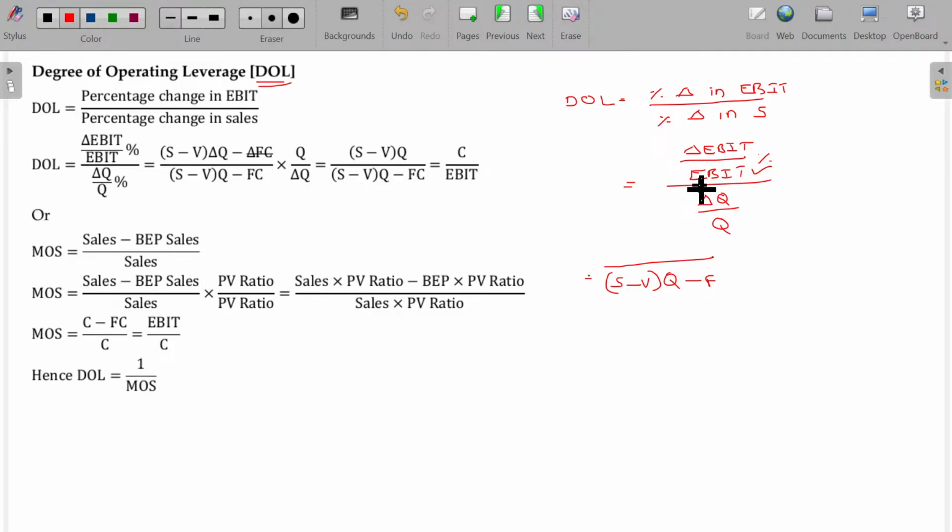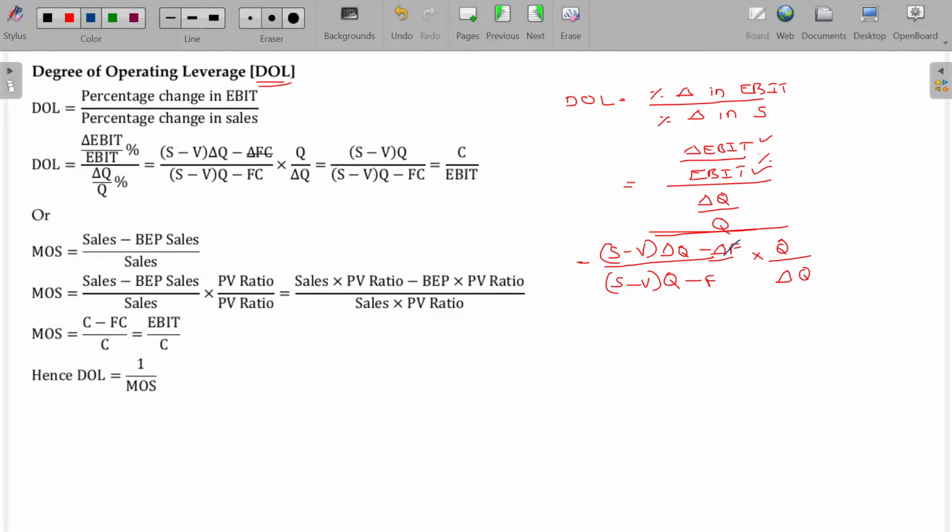In the numerator, change in EBIT: sales minus variable cost into change in quantity minus change in fixed cost. Now I got this value also. In the denominator, we have this value. Rather than this being the denominator, you can convert that into the multiplication form, inversing this quantity by this one. What about the change in fixed cost?